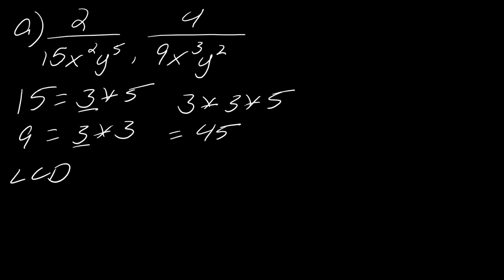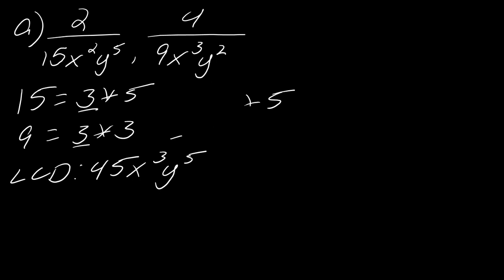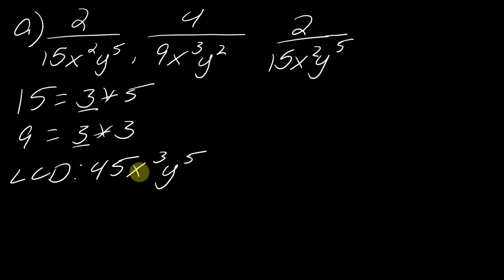Okay, so now we have to bring in the variable part. So this will be 45, and then I take the highest exponents. This will be 45x cubed y to the 5th. Okay, so let's note this. I'll just leave everything up. I'll get rid of this part right here, maybe. Okay, so now to finish this, I'm going to take each one of these and rewrite them with the desired LCD.